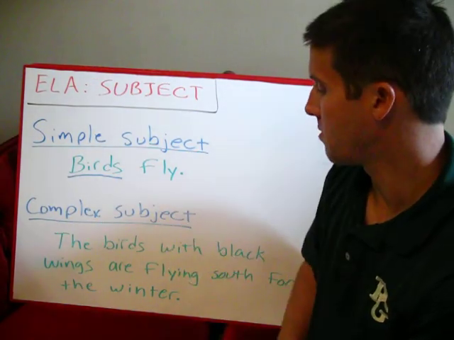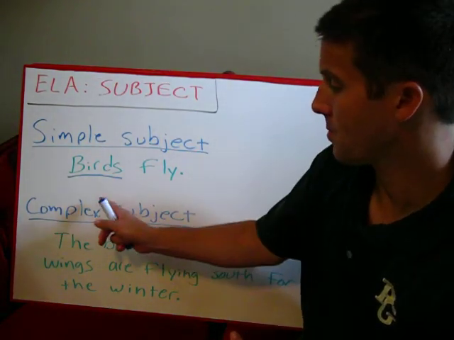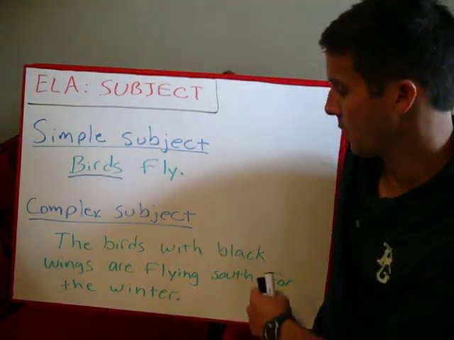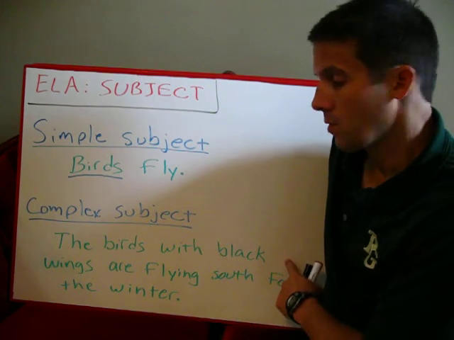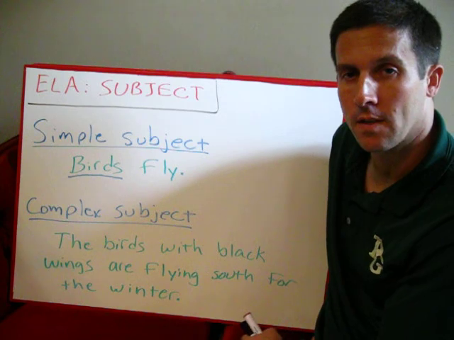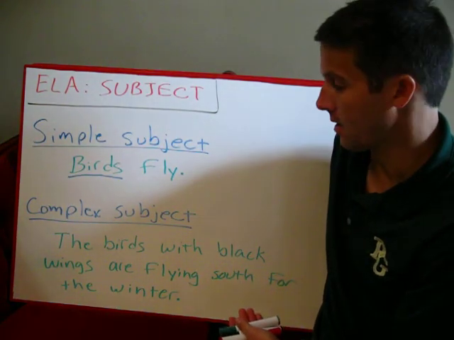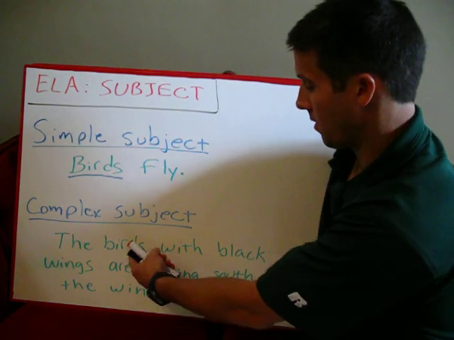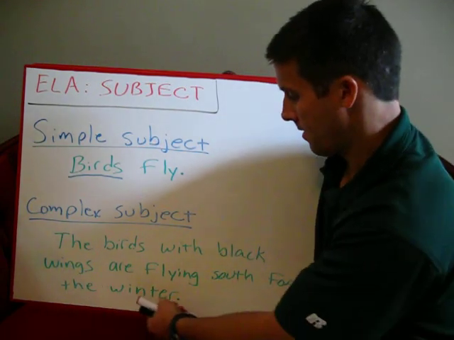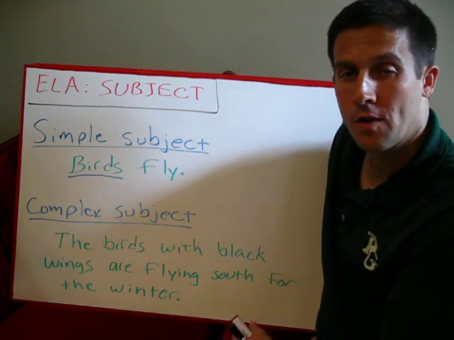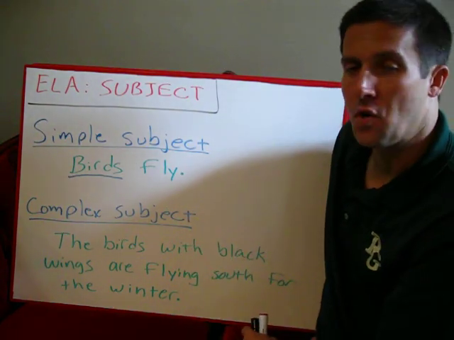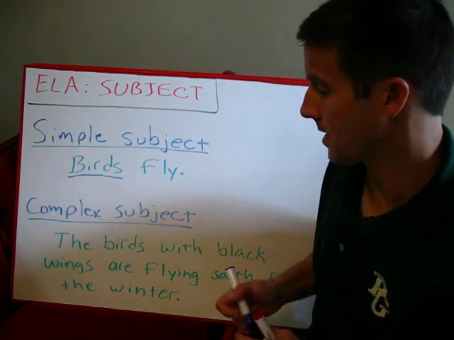Now a complex subject, complex means a little more difficult. Okay, it's not as simple as this. Let's look at the sentence. The birds with the black wings are flying south for the winter. Now we have a lot of nouns in here. I can pick them out real quick. Birds, noun. Wings, noun. South, noun. And winter is a noun. All those are nouns. So not all nouns are subjects. It's only the one doing the action, which we're going to learn about on the next slide.